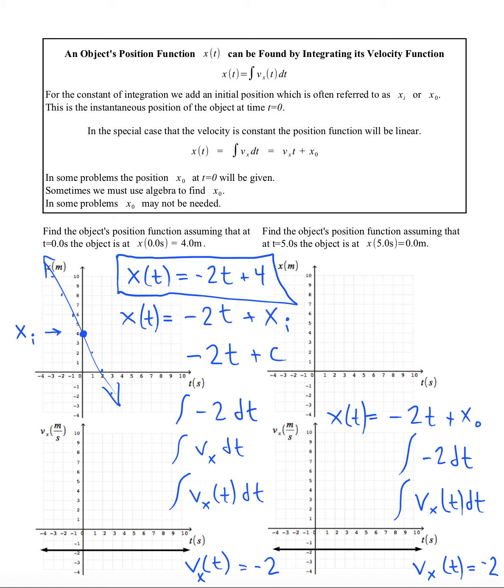They give us one point that the graph of our position has to touch. It says that at time t equals 5, our object is located at x of 5 equals 0 meters. So that's going to be this point here. Okay. That is the point 5, 0. And now we just want to use algebra to find out where this graph touches the vertical axis. So to do that, start with the function.